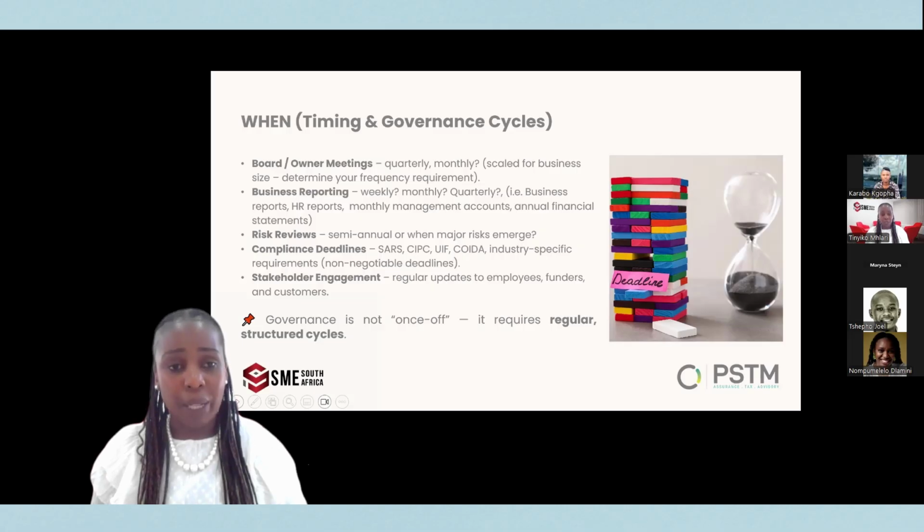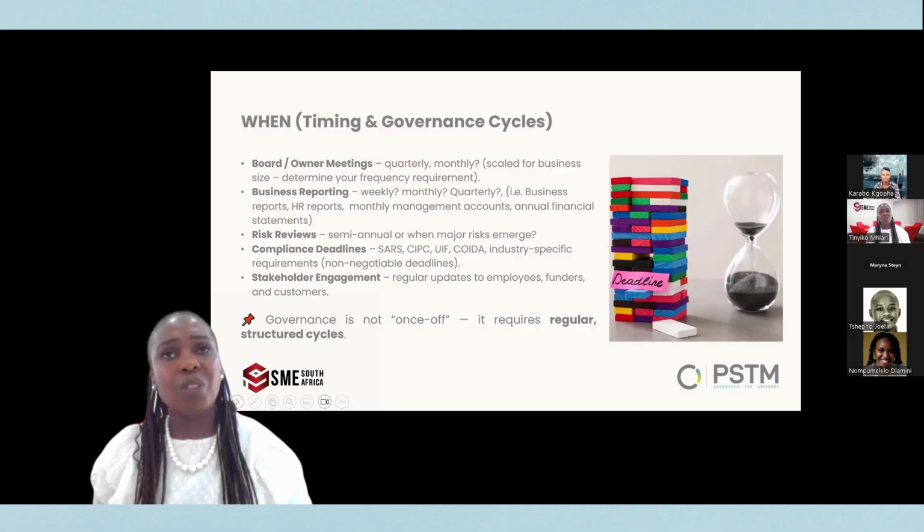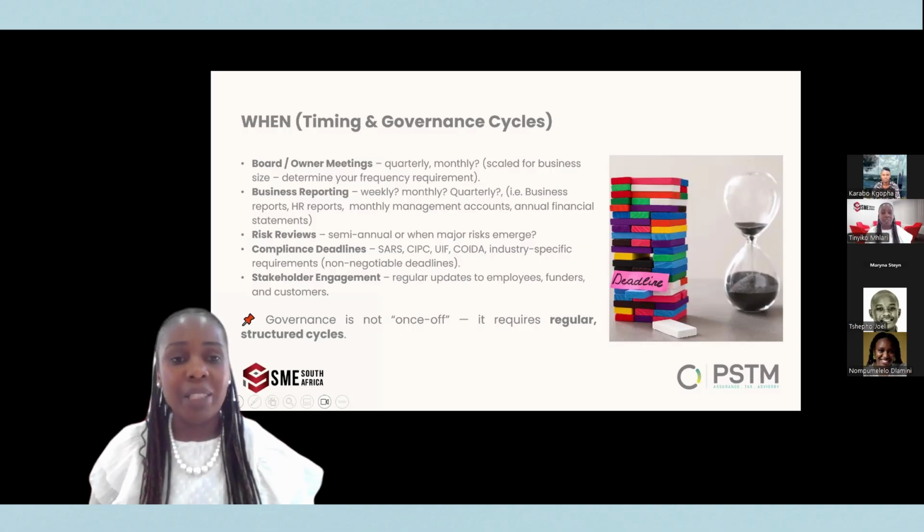So that's very important that we prioritize the when. In terms of your meetings, every business is different. Some businesses might be fine with a meeting once a quarter. Some might be fine with weekly and others monthly. So you need to look at the size of your business and say, how often should I be having meetings with my team? With my funders, if you've got funders, with my investors, if I've got investors, how many times should I be meeting with them? How often should I be engaging with them? That's up to you, but you must actually determine your own cycle. It is very, very important. It must be structured, it must be regular.